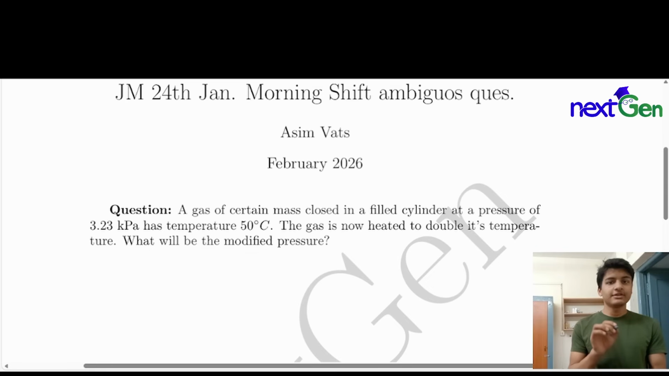So students, in this video, we are going to solve a question which came on 24th January, first shift of JEE Mains. The question says, a gas of certain mass closed in a filled cylinder at a pressure of 3.23 kilopascal has a temperature 50 degrees Celsius. The gas is now heated to double its temperature and we have to find the modified pressure. Well, let's solve the question.